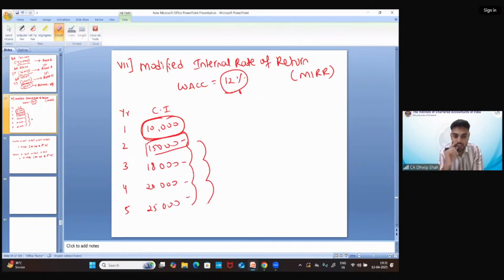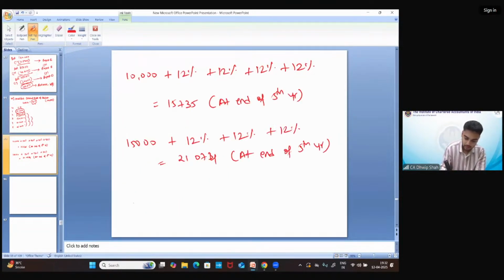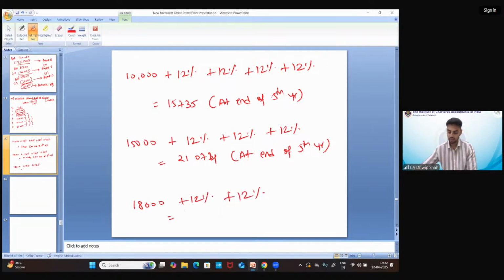Likewise, the cash inflow of 18,000 that is generated at the end of year 3 will again be reinvested for 2 years. So 18,000 plus 12% plus 12%, which comes to rupees. This is nothing but calculation of future value.